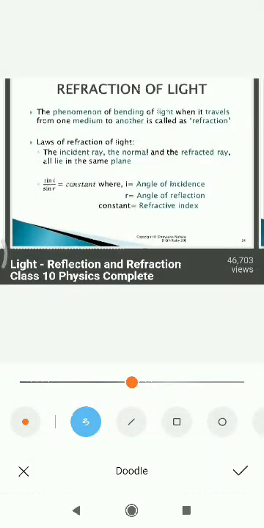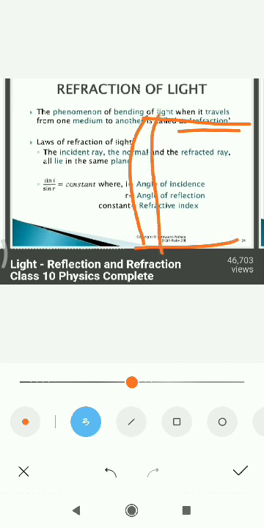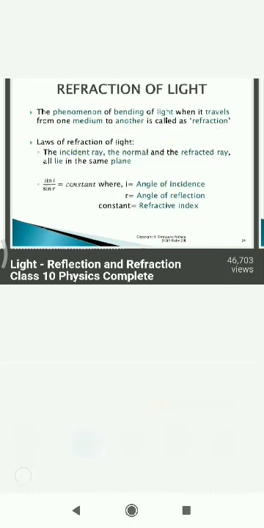Refraction of light. The phenomenon of bending of light when it travels from one medium to another is known as refraction. So this is one medium. This is a glass building. Here the rays of the sun are coming. They should go straight, but they don't go straight. They come like this and bend.